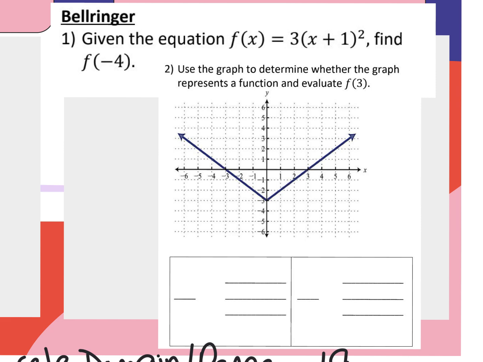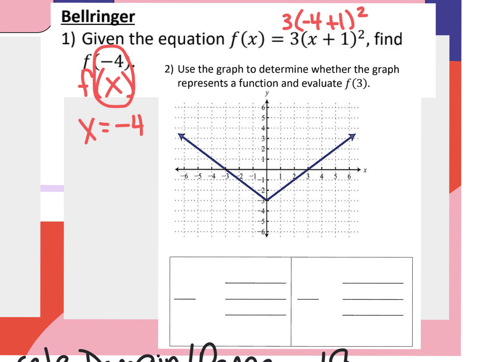We're going to start with our bell ringer. This is review of what we did the other day. We talked about f of x, and if you have a number in the parentheses, that means that x equals that number. If we are plugging that number into our equation for x, and then we can use our calculator.